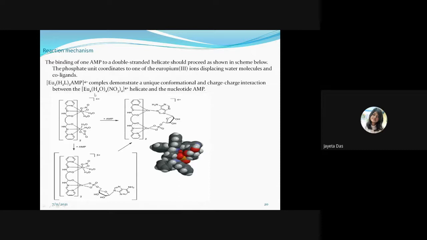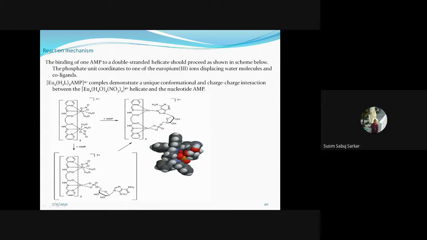So how can only AMP show that specific reaction? This is our structure of the helicate. If AMP reacts with that, then with one europium ion there will be displacement of H2O. When ADP is added, this phosphate adds to this europium. Here, if I detect ATP in a reaction, then the last phosphate will bind with this. So you can get your answer, I think.